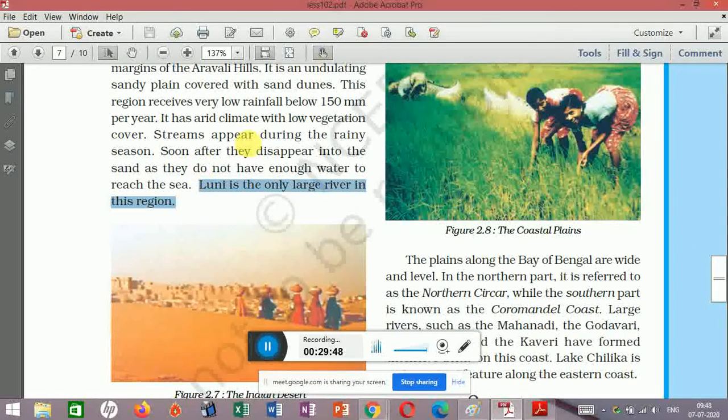And most of the rivers in Rajasthan cannot reach the sea, they disappear into the sand after flowing for a while. And such a type of river is known as ephemeral in geography. Ephemeral means short-lived.